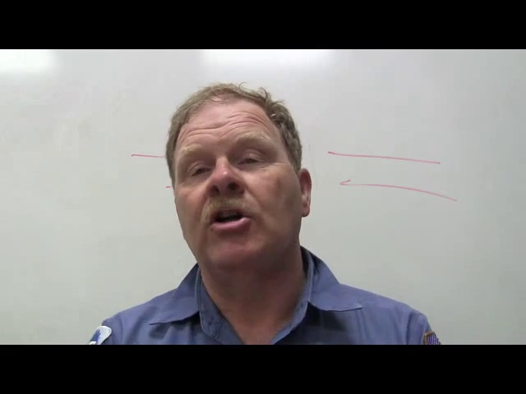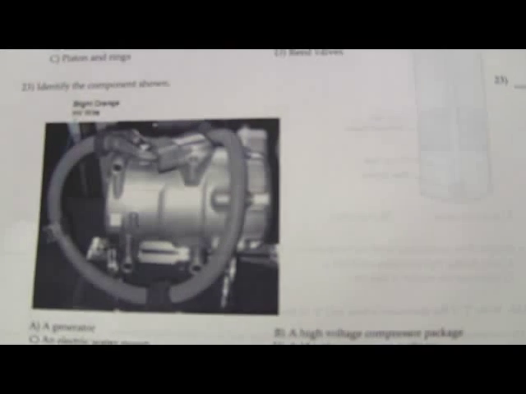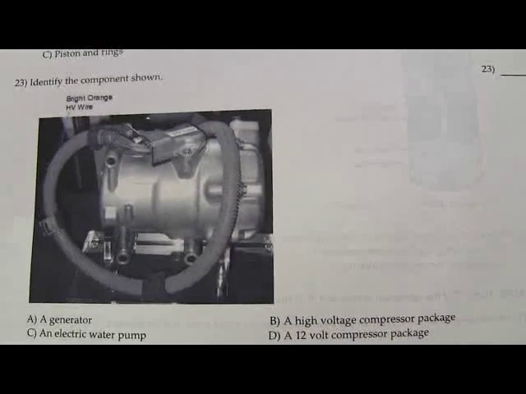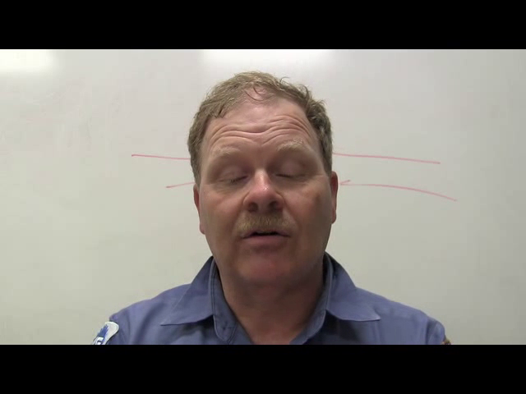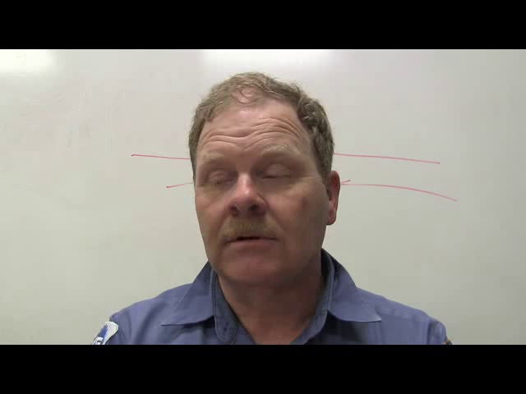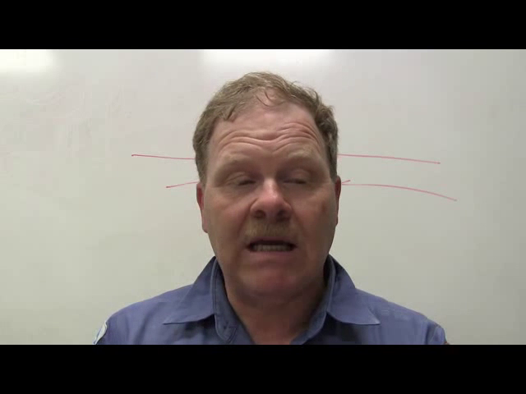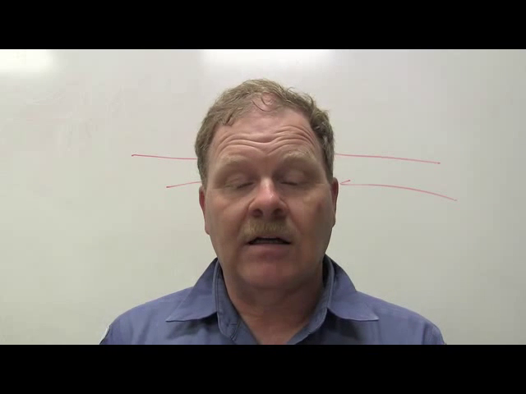Identify the component shown in this picture. It's on your test. What is that component? High voltage compressor package. Do you notice where it says bright orange high voltage wire? High voltage. Number 23, that's going to be B, isn't it? That's going to be B.